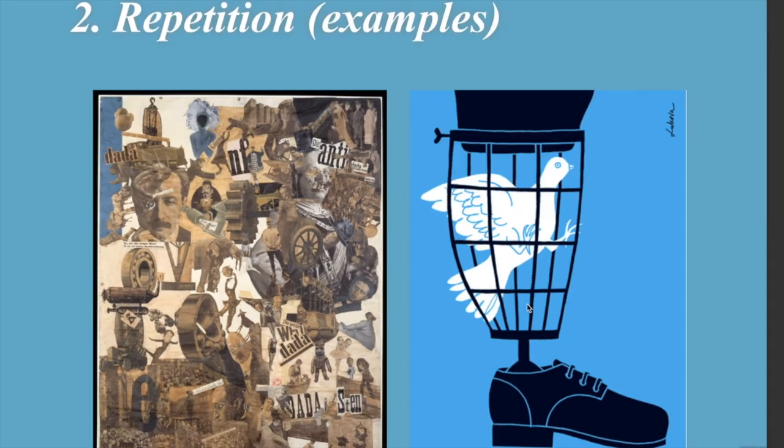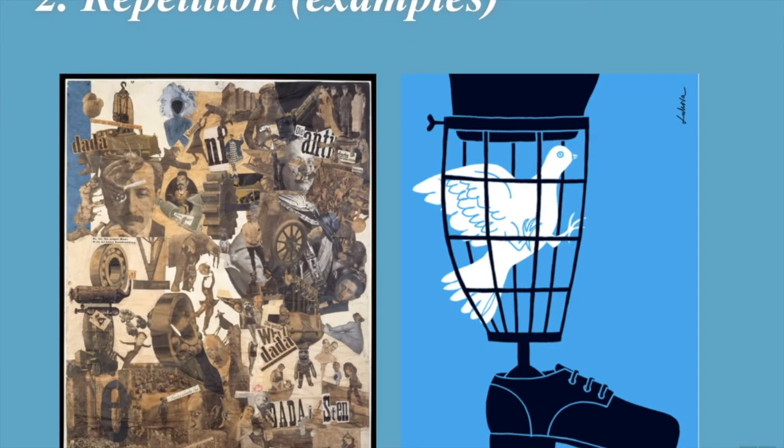So let's look at the one on the right. We have repetition of color. So we have black repeated across the design. And we also have repetition of shape in terms of these flat shapes with sharp edges. That type of shape style is repeated across the whole design.